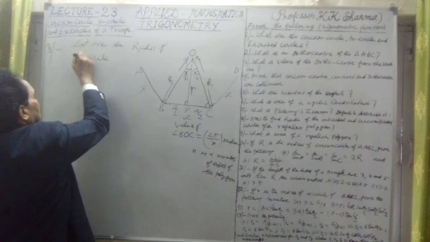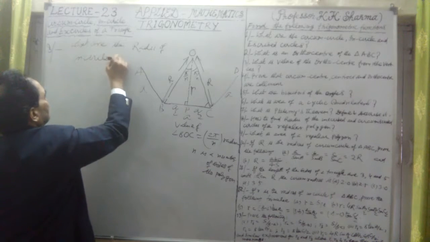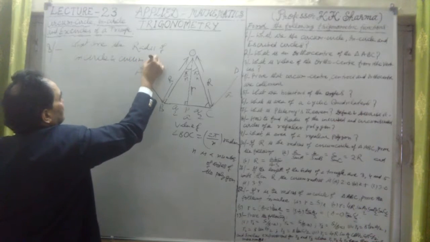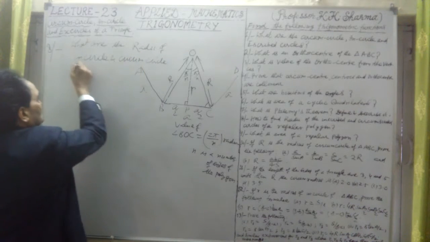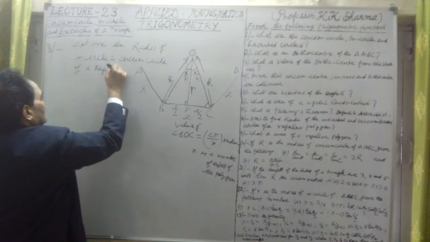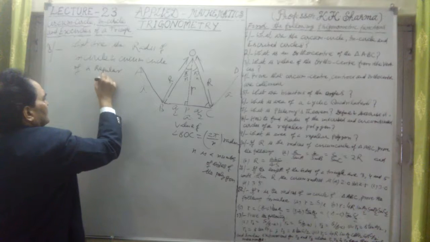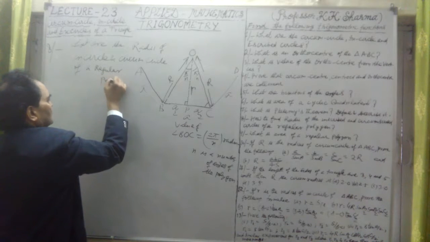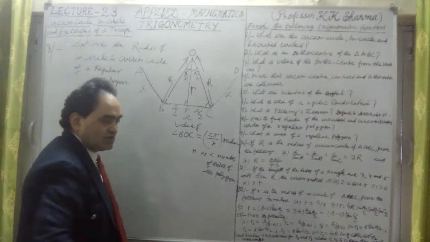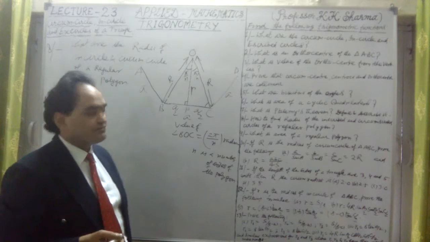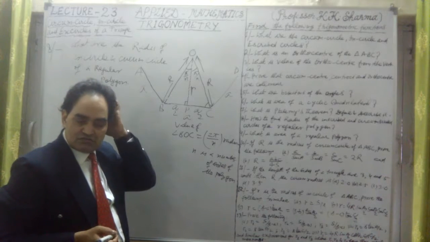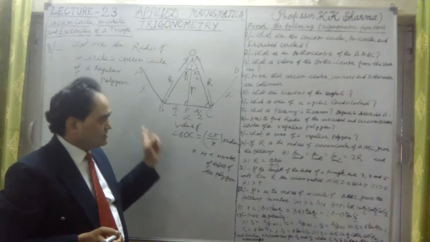First I have taken the incircle, and there they have taken the circumcircle of a regular polygon, of any polygon or regular polygon. In this case, the regular polygon is a general category we have to find out. This is the general case here. In the general case, what is the radius of the circumcircle and what is the radius of the incircle of a regular polygon?